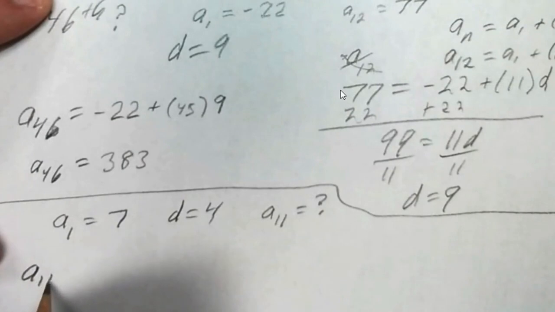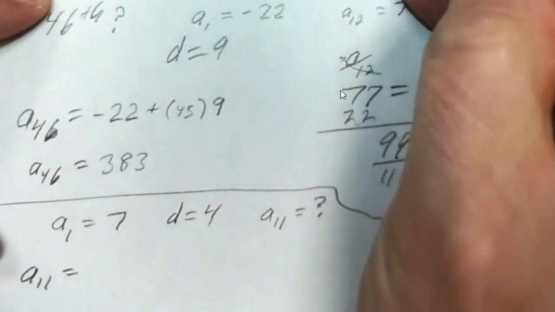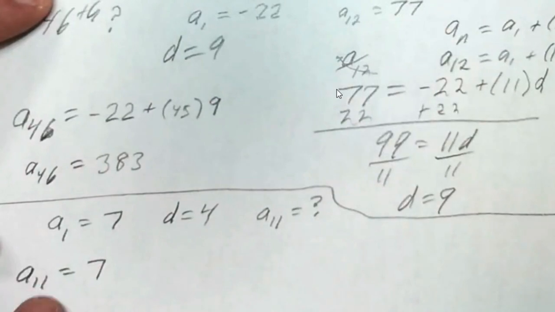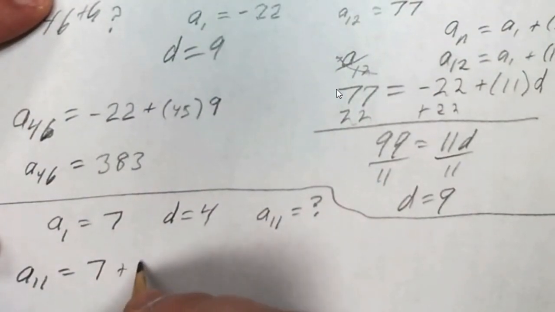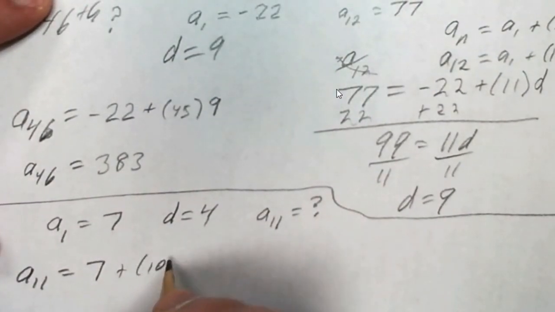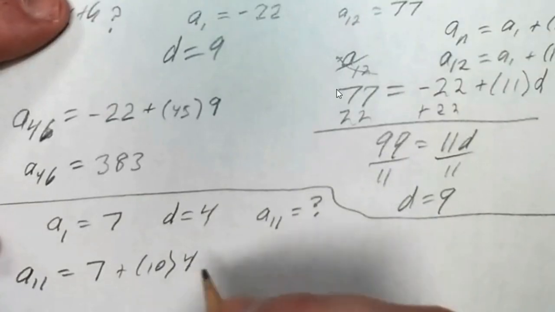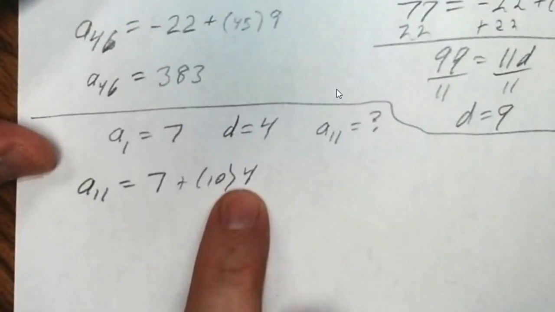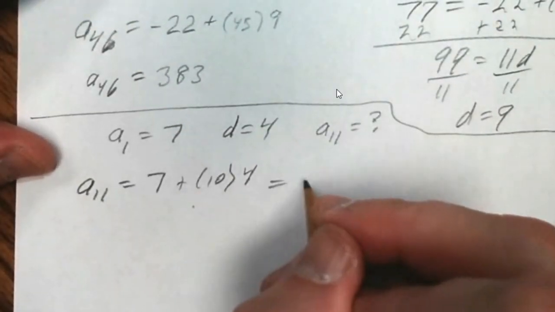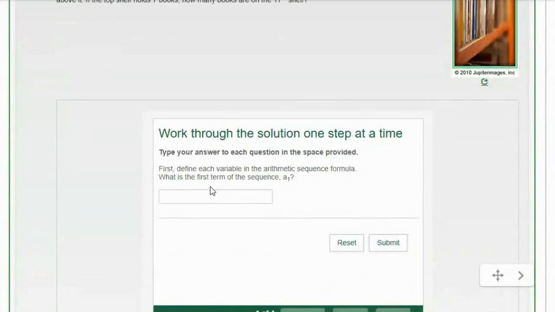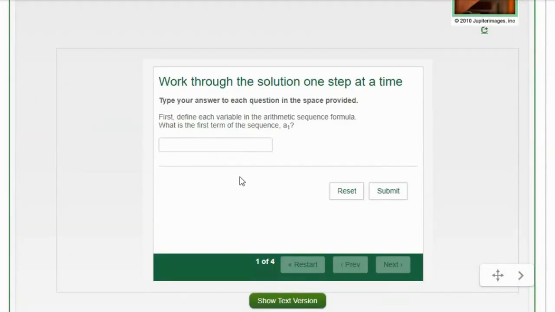A sub 11 equals the first shelf, 7. N minus 1. Well, N is 11. So this will be 10. And the common difference is 4. Well, 10 times 4 plus 7 should be 47 on the 11th shelf. Let's see what they got. Oh, then we go step by step.